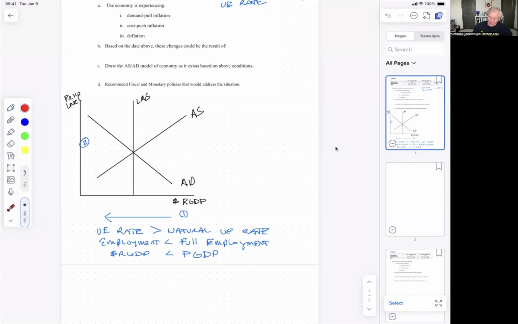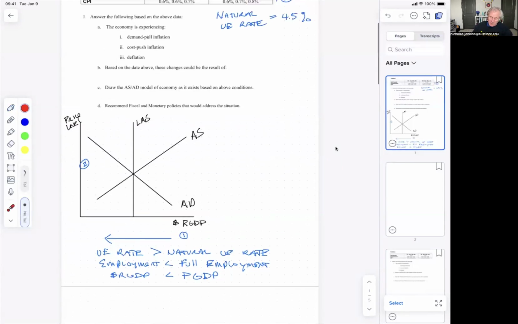If unemployment were lower than the natural unemployment rate, of course, we'd be over here. If it were equal to the natural unemployment rate, it would be along the long run aggregate supply curve, because that's where potential GDP lives. All right, so that's number two.